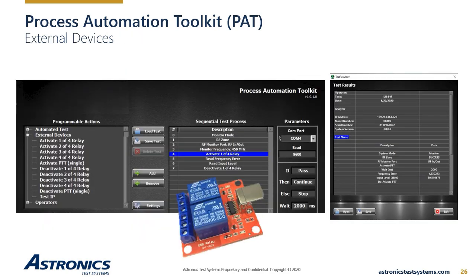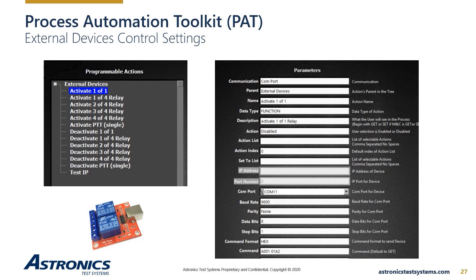PAT has the capability to control external devices connected to a USB port, such as relays or switches. External devices COM port setup is achieved on this screen where we can select the COM port, the bitrate, the parity, data bits, stop bits and such, and the format is currently in hex, and the program will convert the required command that goes to the relay or the switching into the hex format.